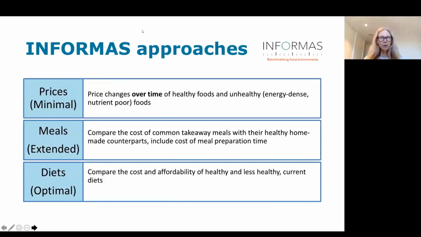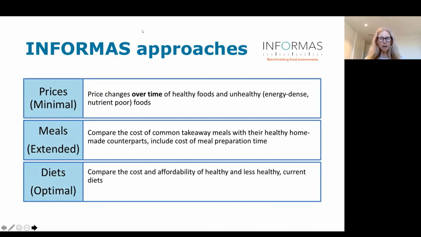So the INFORMAS approaches: prices, meals and diets. So prices is the minimal approach, and this is looking at price changes over time, and I'll have another slide where I'll emphasize why. So the price changes of healthy foods and unhealthy foods. And the way you define healthy and unhealthy is really dependent on how you do that in your own country.